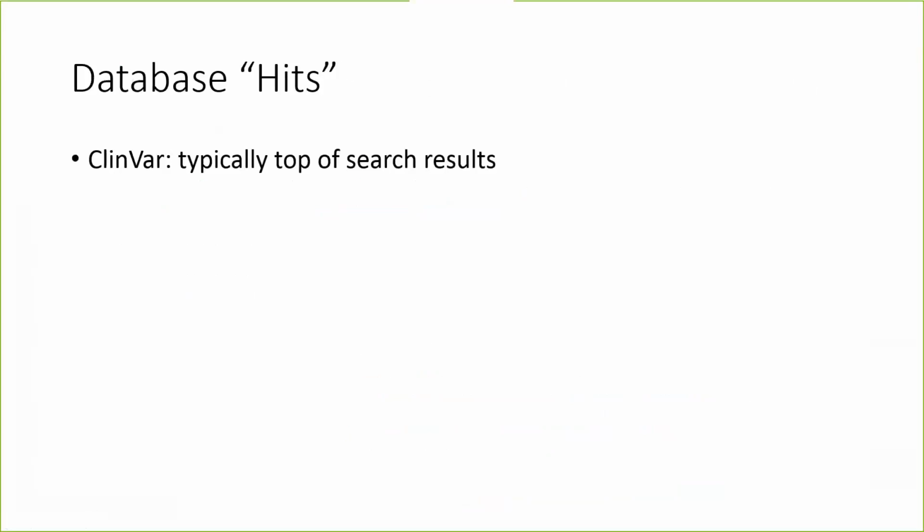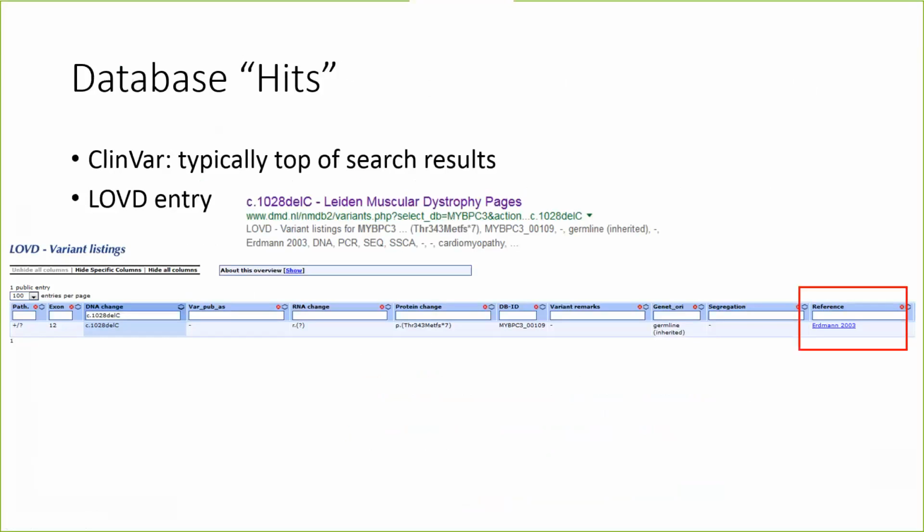Like I've told you before, ClinVar is usually one of the search hits that you get. It's typically at the top of the search results. So well done, ClinVar folks, with getting your Google placement very high. Another thing that you will often see are LOVD entries. So here's an example for this particular variant. This is what the LOVD entry looks like. When you click on the variant, it takes you to, oh, there's this paper, Erdmann 2003, that appears to list this variant. Well, then we look it up. We go to the paper.